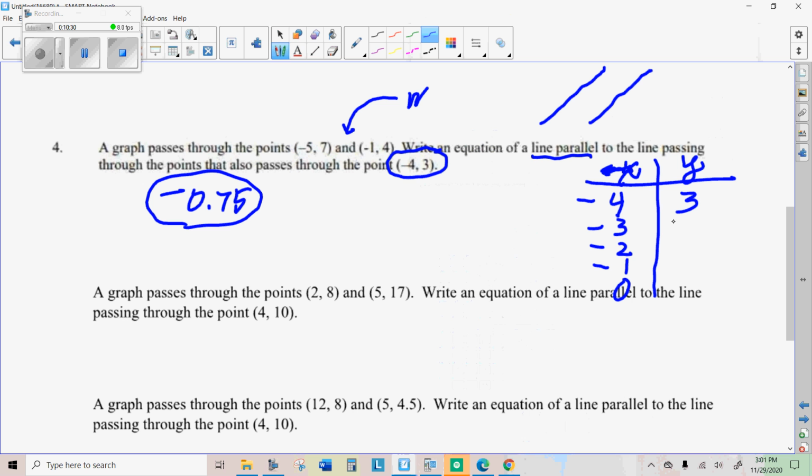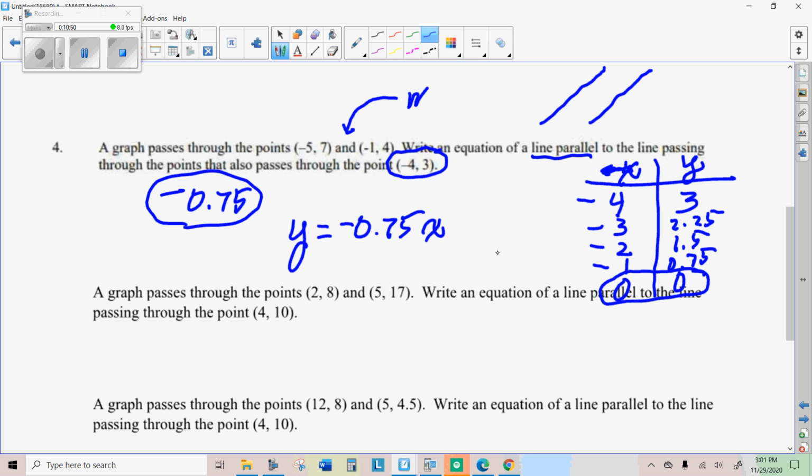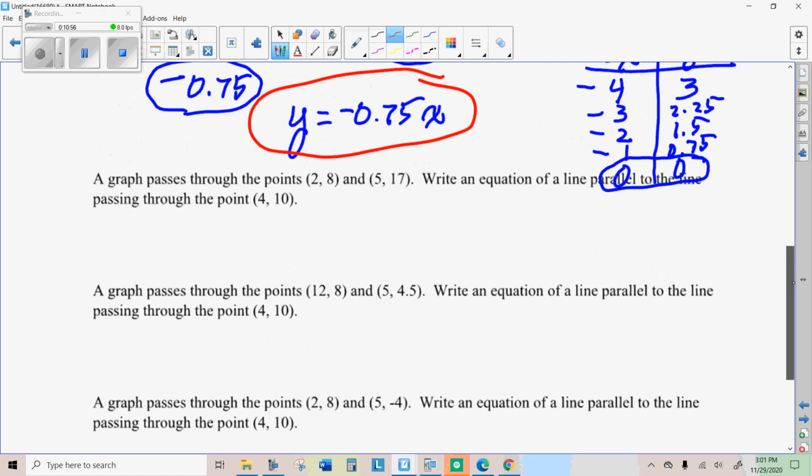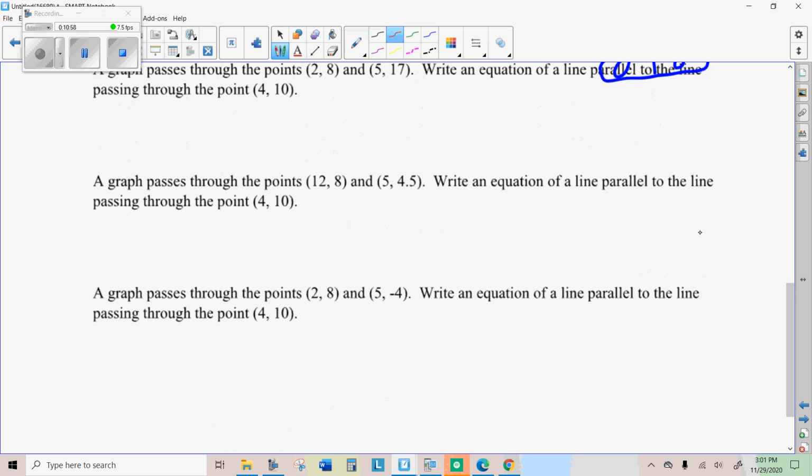So 2.25, 1.5, 0.75, and 0. And there's my y-intercept, 0. So my equation is y equals negative 0.75x plus 0. I'm not going to write that because adding 0 doesn't change the equation. There's your answer.